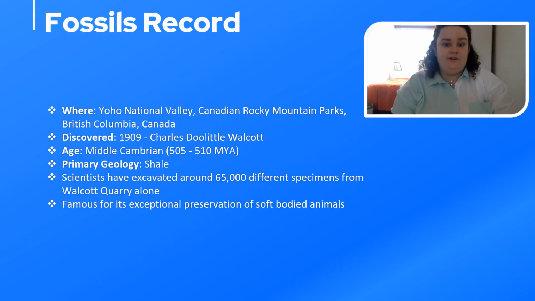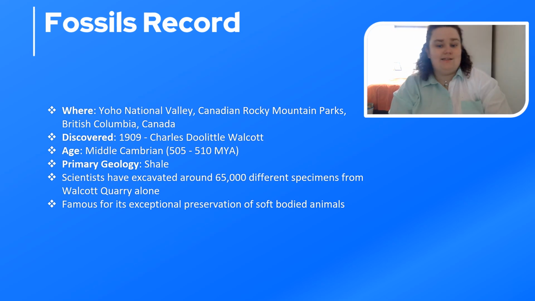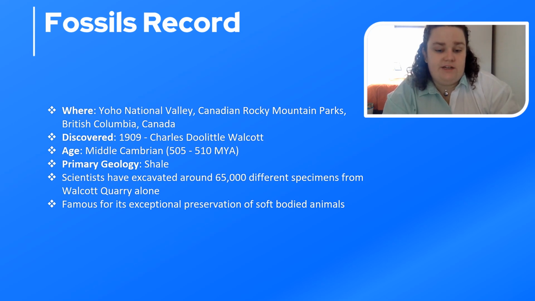Now we're going to move on to one of the most famous Cambrian explosion localities, probably the best known, and it's called the Burgess Shale. So where is it? It's in Yoho National Park, which is in the Canadian Rocky Mountain Parks, in British Columbia, Canada. It was discovered in 1909 by Charles Doolittle Walcott. It was Middle Cambrian in age, which is 510 to 505 million years ago, and its primary geology is shale.